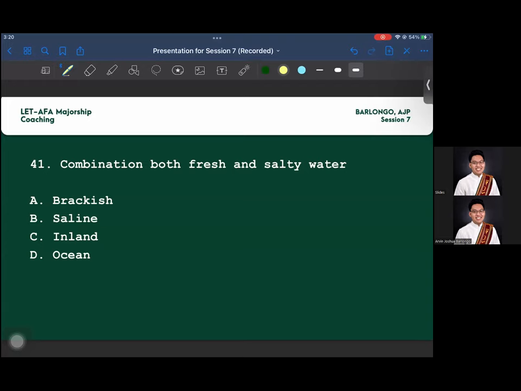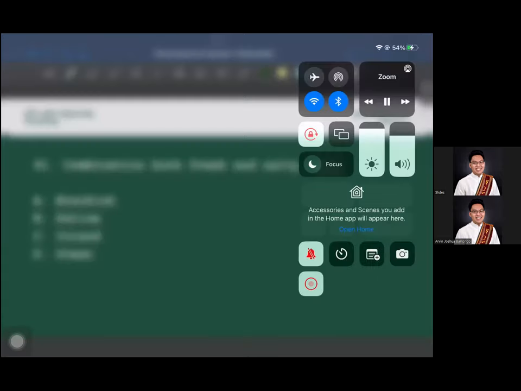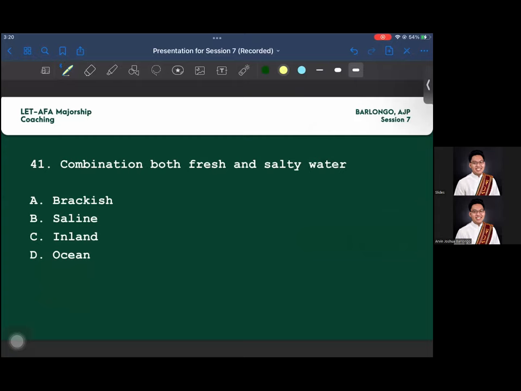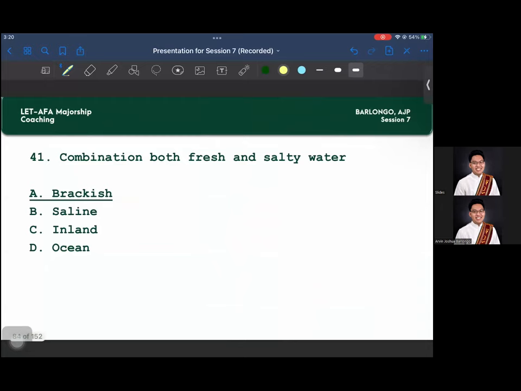Item number 41. It's a combination of both fresh and salty water. A, brackish, B, saline, C, inland, or letter D, ocean. The answer for this one is letter A, which is brackish. This is an objective term that we use to describe the combination of fresh and salty water. This was already introduced to you during our session 5 on fisheries.